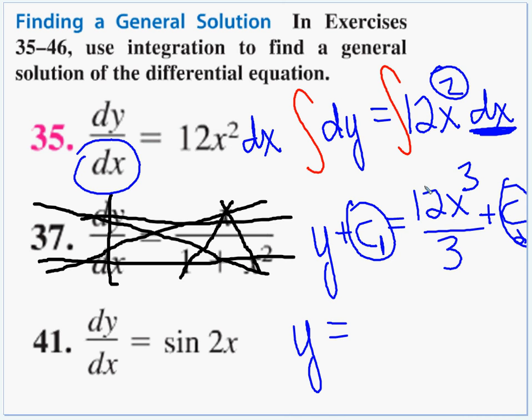So let's just get rid of this here, this 12 over 3, that'll be a 4x cubed, and then we'll just do a plus c. We could call it c sub 3 because we don't know the value of it, but it's different than these other two constants. So y equals 4x cubed plus c is our general solution.